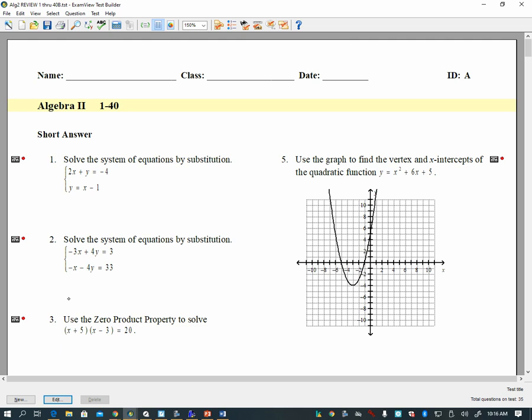Okay? So when we say substitution, notice that on this bottom equation here, it says y equals x minus 1. X minus 1 equals y.